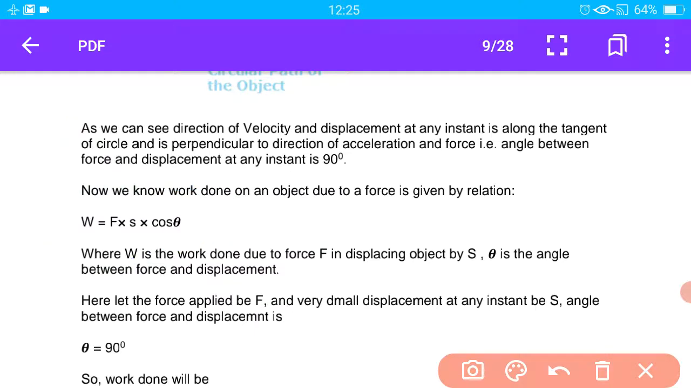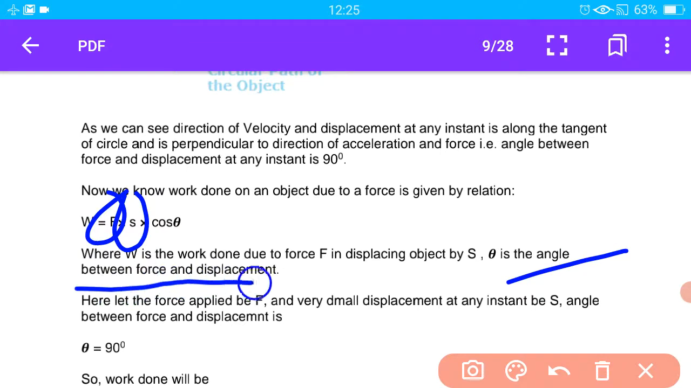where W is the work done and F is the force displacing the object by S, and theta is the angle between force and displacement.